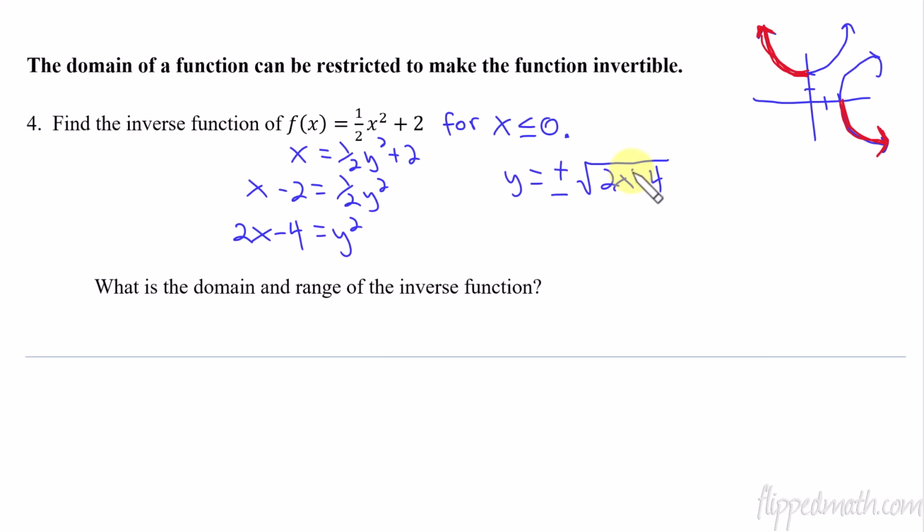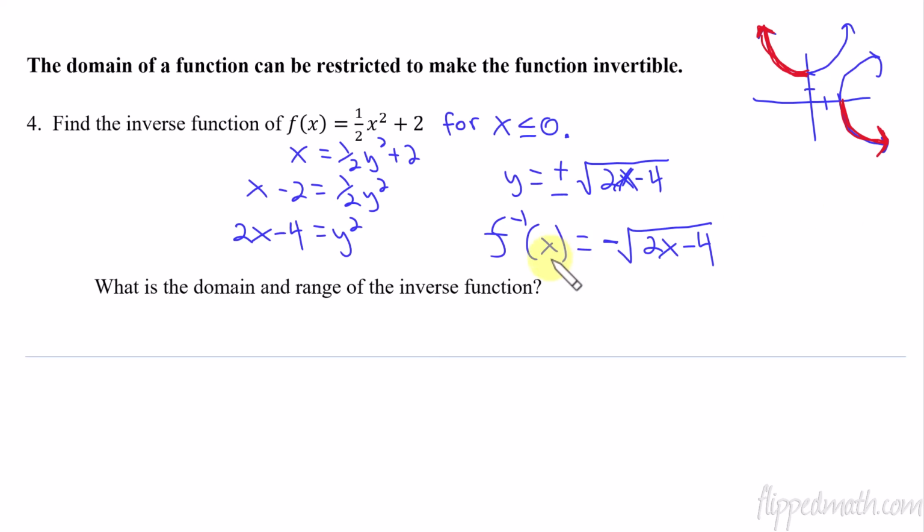So this is the inverse, but there's two equations. We have plus or minus. Remember, when you take an even root, you have to do plus or minus. The reason there's a plus or minus is because the plus is the positive side and the minus is the negative side. And so what we actually want is that f inverse of x is the negative square root of 2x minus 4. It's the bottom half that we're looking at for this one.